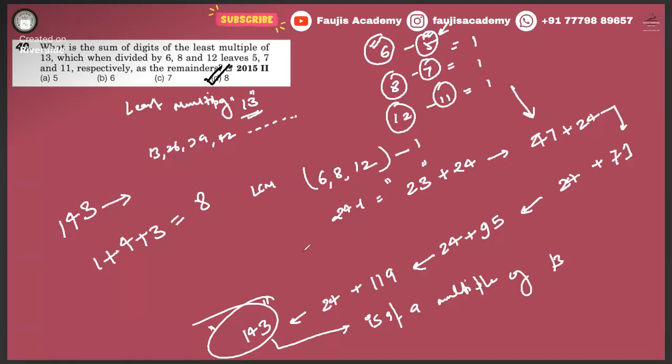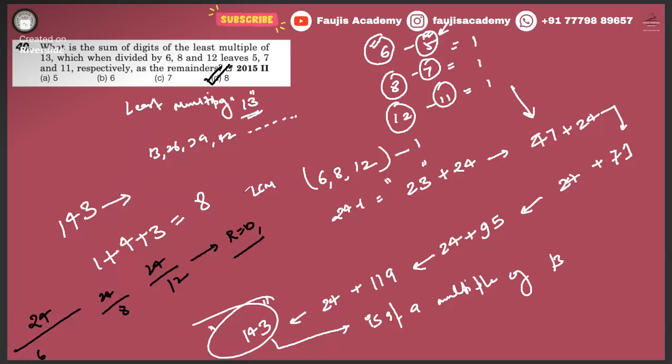What did you understand? When divided by 6, 8 and 12, we get remainders 5, 7 and 11. You said the LCM is 24. When 24 is divided by 6, 8 or 12, how much remainder does it give? No remainder, sir, which means the remainder is 0. But how much do we want the remainder? 5, 7 and 11.